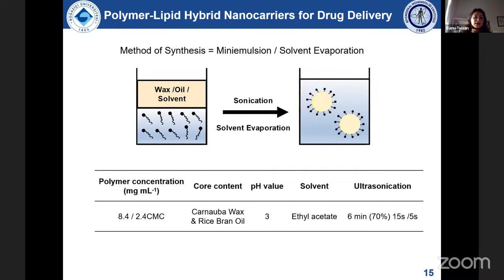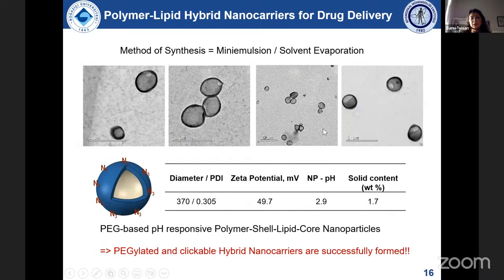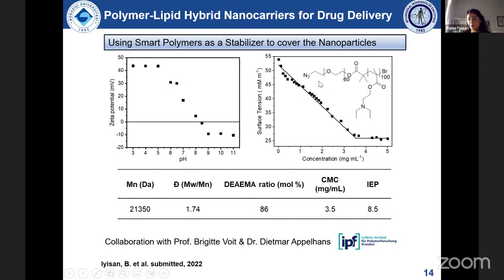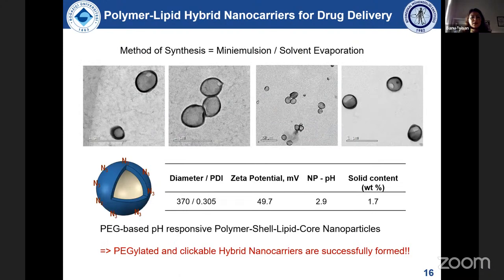So again we produced our wax nanoparticles, this time with this polymer coating. And here are some nice electron microscopy results. Finally, we have azide clickable polymers, and as you can see here, they also have a PEG, polyethylene glycol, which enables us to keep these nanocarriers in the blood a bit longer due to the hydrophilicity of the PEG. So finally we could obtain these PEGylated and clickable hybrid nanocarriers, which have the lipid inside and the polymer outside.